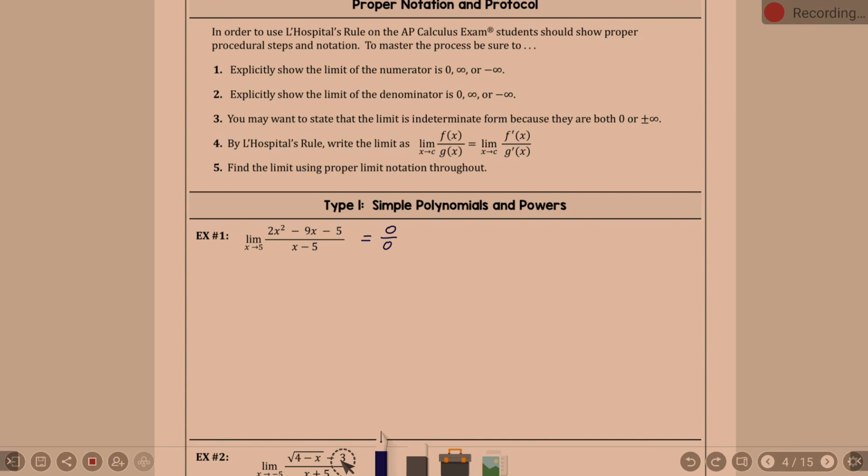And so, in order to be able to apply L'Hopital's, I'm going to go very formal here. Step 1, we're going to do basically steps 1 and 2 here: state that the limit of the numerator is 0 and the limit of the denominator is 0. So I'm going to write the limit as x approaches 5 of just the numerator, 2x squared minus 9x minus 5.